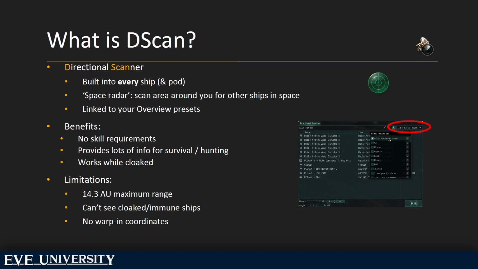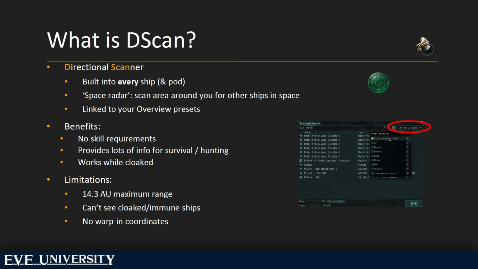It can't see cloaked or immune ships. By immune ships, I mean combat recons. These are the special class of electronic warfare ships that are immune to DScan. So you will see them on the overview, but you will not see them on the DScan. These are Curse, Lachesis, Huginn, and Rook. So one ship for every race.